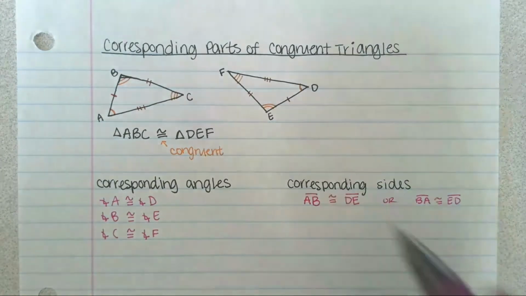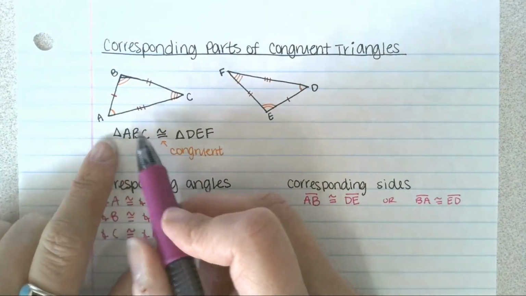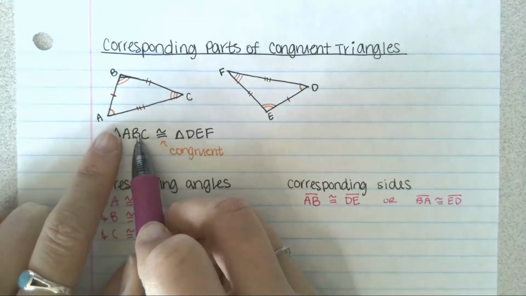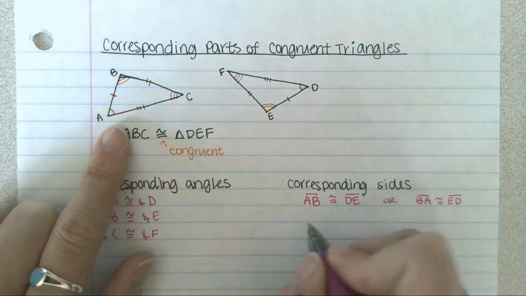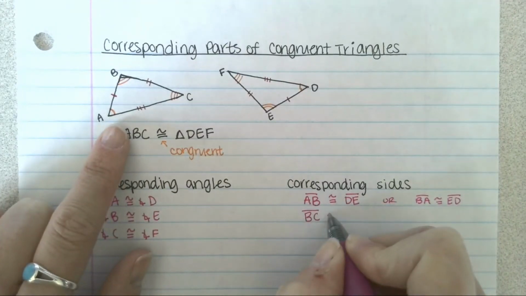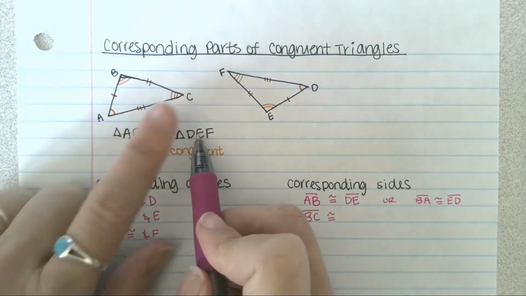For our second side, I like to follow this. So we did A to B, now I'm going to do B to C. So side BC is congruent to, and if we're using the triangle statement, it would be EF.